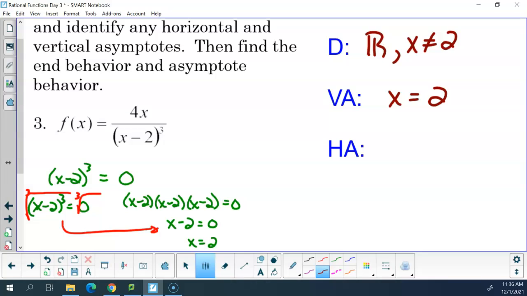Horizontal asymptote. What is the degree on the top? 1. What is the degree on the bottom? 3. Right? So what do we got? Y equals 0. Not just 0. Y equals 0. Y equals 0. 0 is a number. Y equals 0 is a line.